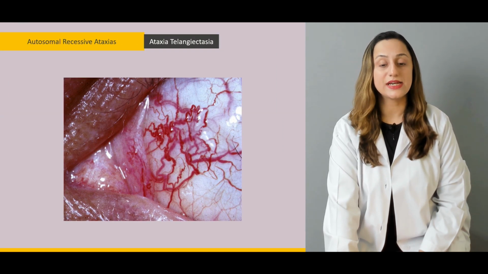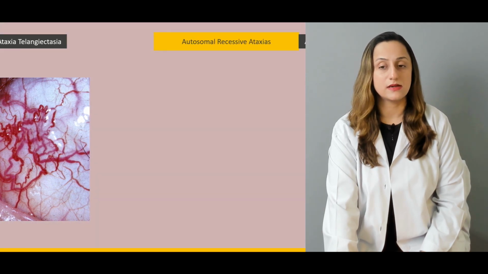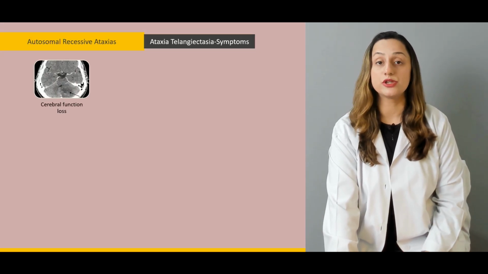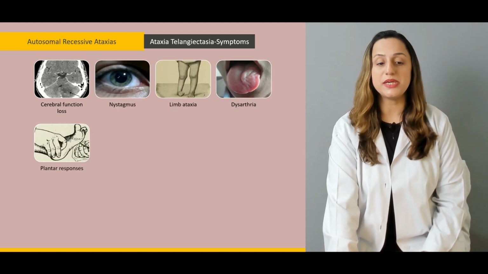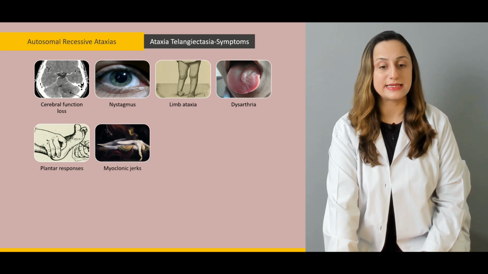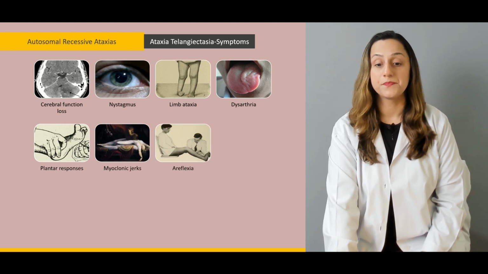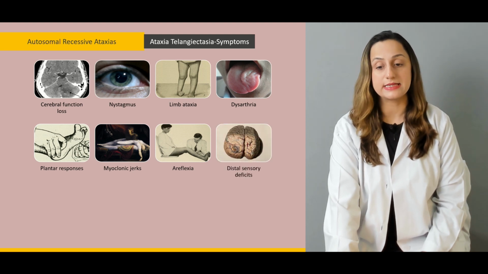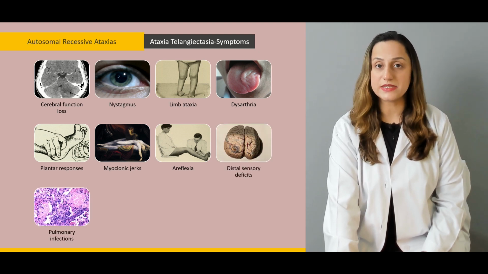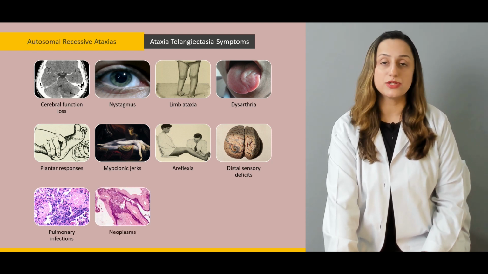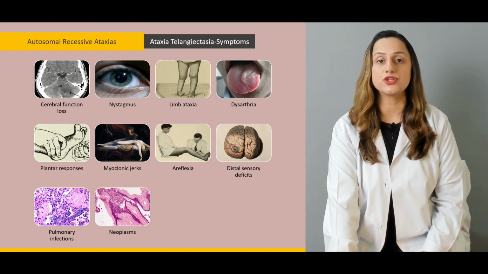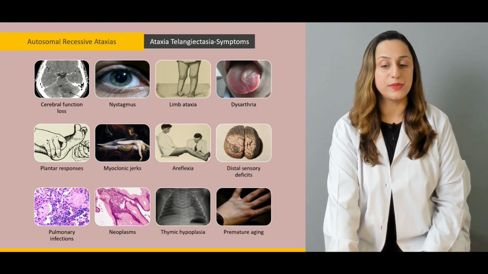Ataxia telangiectasia, in which there is a genetic development of malformations of the vessels, is one of the features over here. The symptoms would include cerebral function loss, nystagmus, limb ataxia, difficulty in speech, plantar responses such as the Babinski sign, myoclonic jerks, and there is going to be a loss of reflexes noted down. Distal sensory deficits are found. Pulmonary infections are more common, basically these patients are more prone to the development of pulmonary infections, neoplasms and thymic hypoplasia.